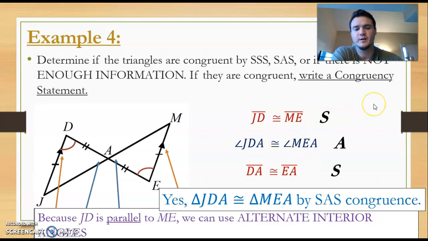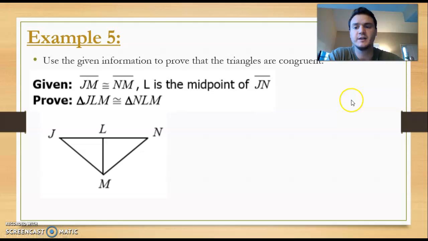Last example here. Again, if you need to rewatch these as many times as it takes to get this, do that. We're taking our time with it. We'll work through it over the next couple of days, but you should be able to grasp this stuff just by rewatching the videos. All right, the last one here. This is actually a good problem because it leads into being able to do proofs, which is what the next video is about. So here, the given information says that JM is congruent to NM.